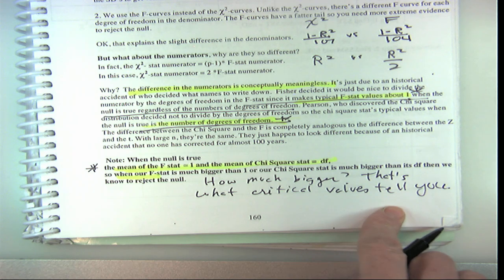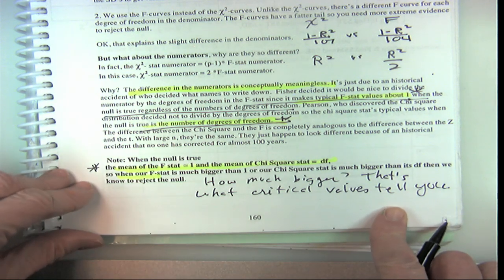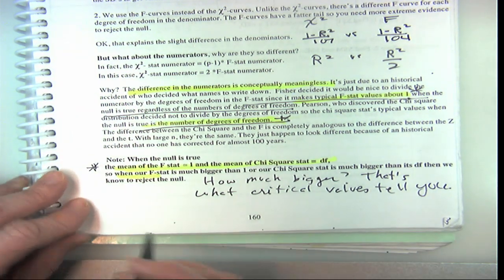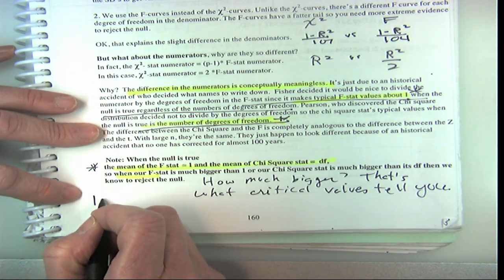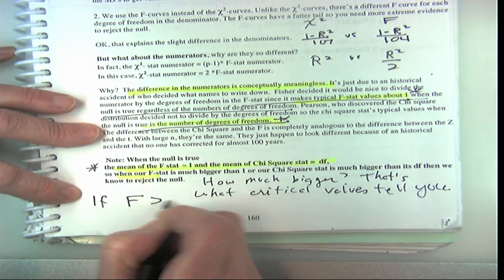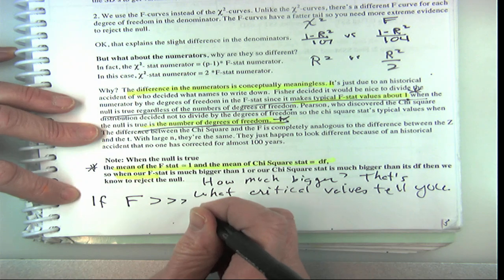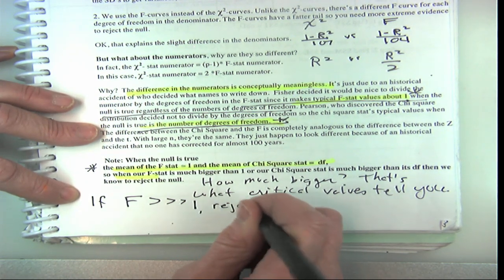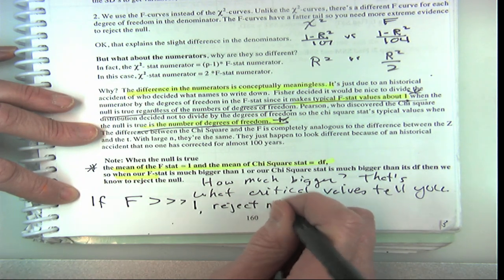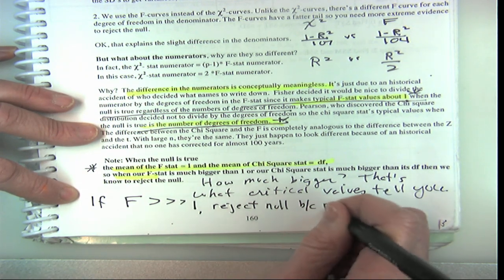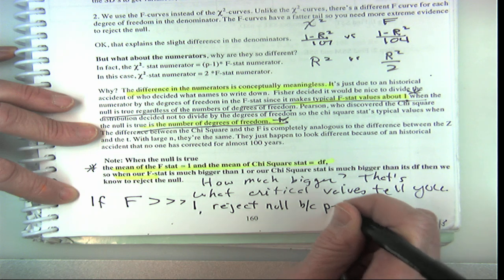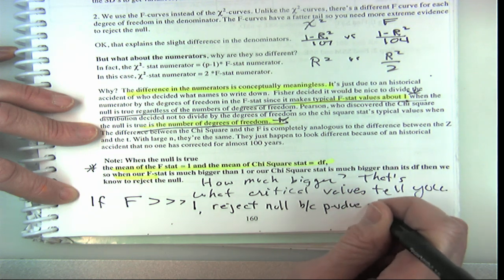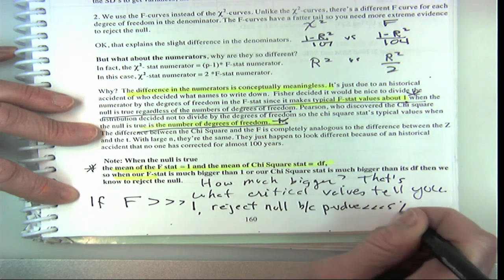How much bigger, that's what the critical values tell you. But this, I'm going to write it down because it's such a useful thing to think about. So if F is much, much bigger, like it was, 66 and 1, you know to reject the null. You know the p-value is tiny. Is much, much less than 5%.